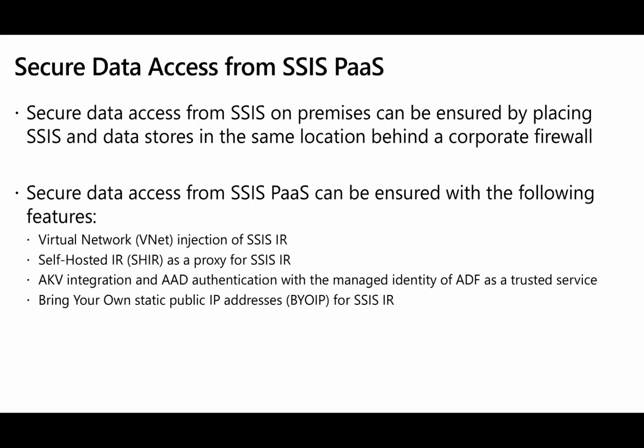Another way to do it is, for example, if you want to leave your data stores behind a corporate firewall on premises, and you don't want to use a virtual network because the configuration might be too complicated, or it might have certain network policies that do not meet your corporate rules. You can actually use a self-hosted IR or gateway as a proxy for SSIS IR. This actually makes it simpler because you install the gateway behind the corporate firewall.